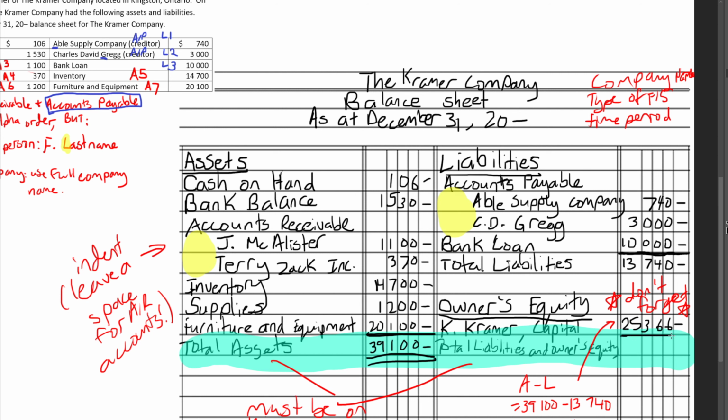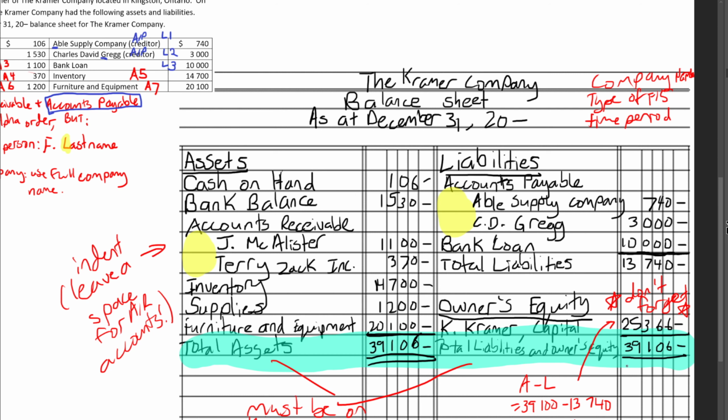And now for total liabilities and owner's equity, I'm taking total liabilities plus the owner's equity account. So I will put my equal sign and I'm going to add those up. So 13,740 plus 25,366 should equal 39,000. Oh, sorry, that should be a 6. 39,106, sorry. So 39,106. And if you get a different number when you add it, that means you did something wrong. It has to balance, hence a balance sheet. And that is our final figure.